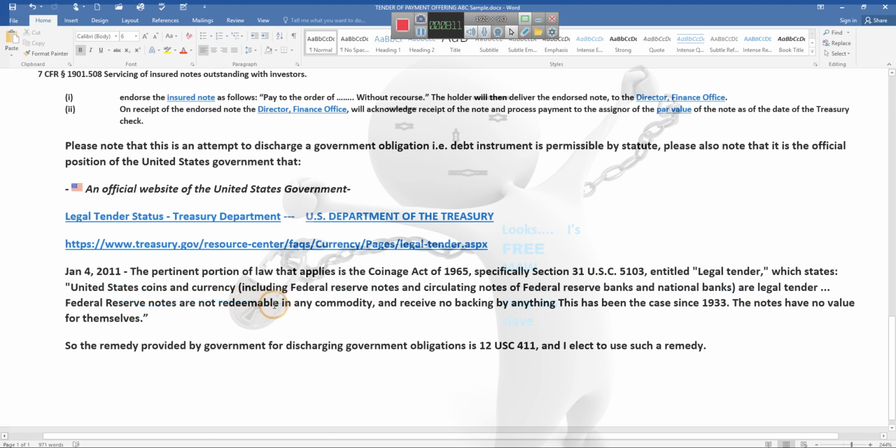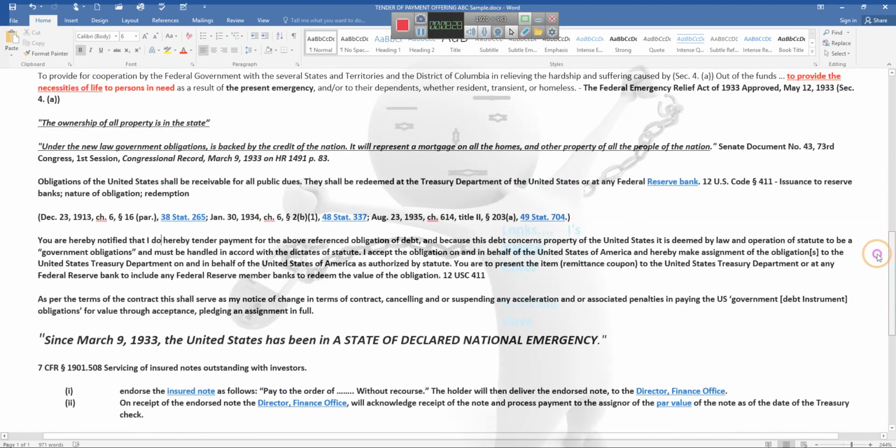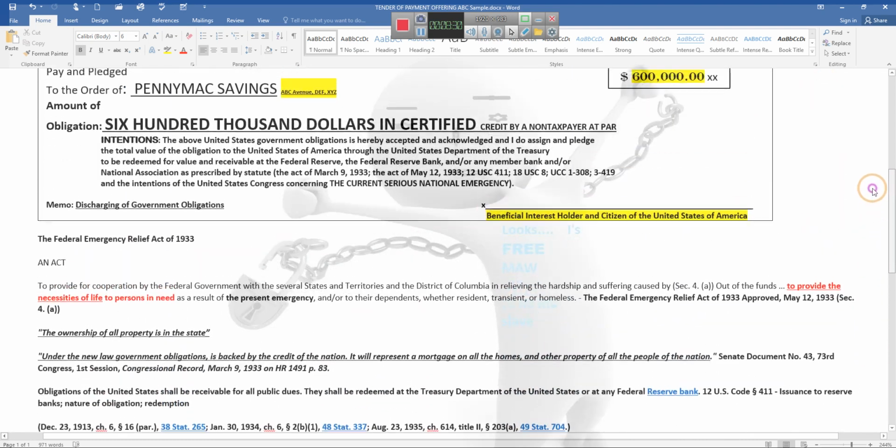Federal Reserve notes have no value. They are not redeemable in any commodity. They have no backing by anything. This has been the case since 1933. They have no value for themselves. So I can't use them to pay a debt because they don't have any value, and you cannot pay a debt with something that is valueless.